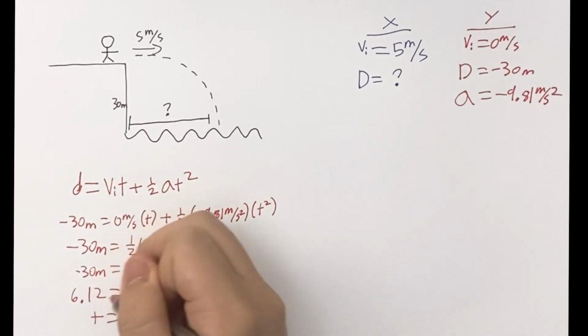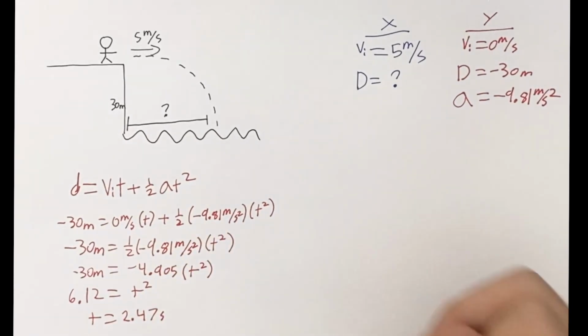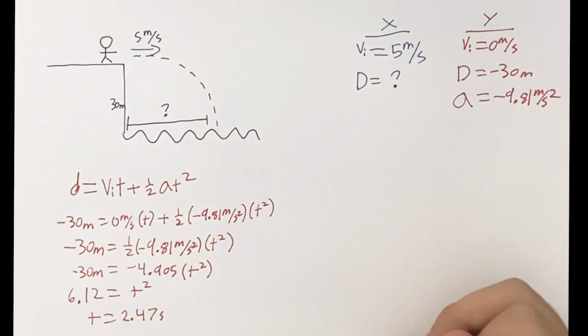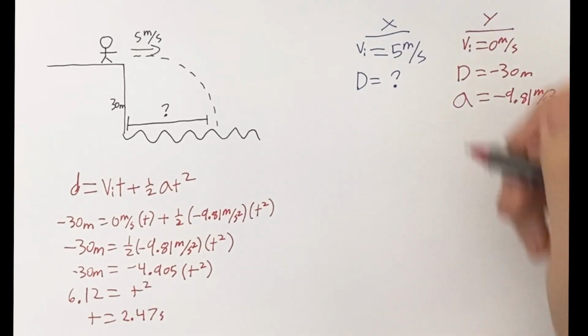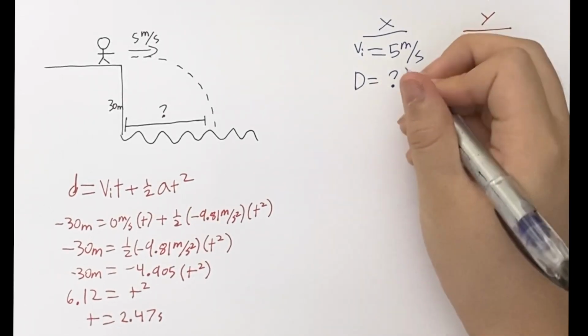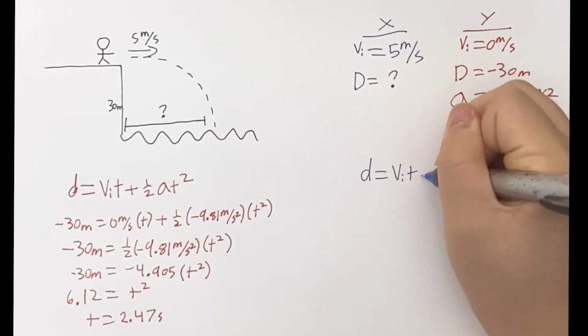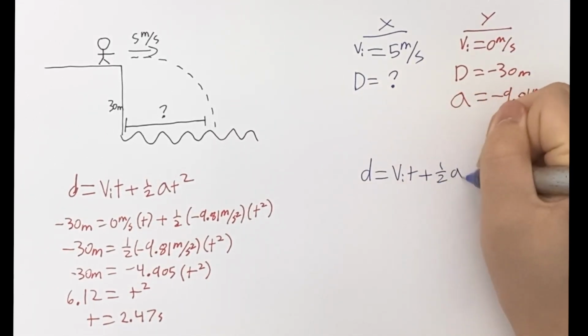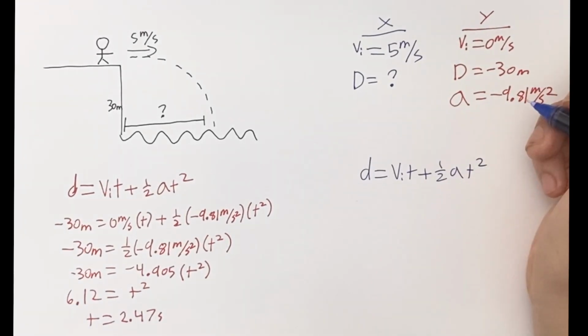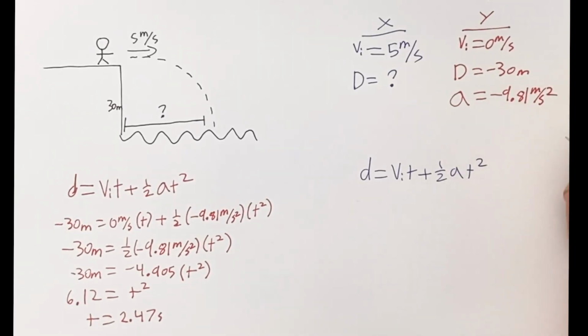So now we can take the square root of both sides and find out that the time is equal to about 2.47 seconds. Now we need to take this time and substitute it into an x equation so we can find out the displacement. We can use the same equation but we're using x values. So d equals vit plus 1/2 at squared. Since we know everything except for the distance here, we can find out what it is.